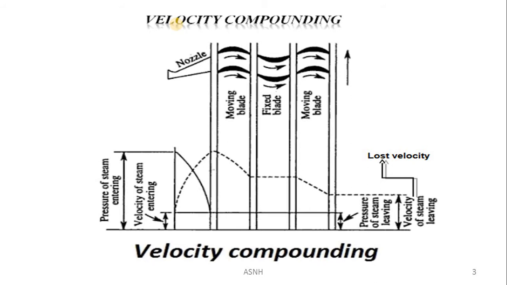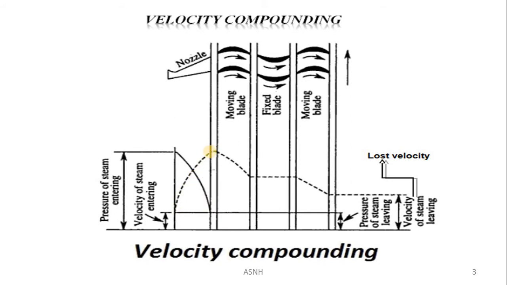As far as the working is concerned, the steam generated in the steam boiler enters the steam nozzle. In the steam nozzle, the pressure energy gets converted into kinetic energy. Here the velocity of the steam increases as it passes through the nozzle, and simultaneously the pressure decreases. So you can see the reduction in pressure in the nozzle accompanied by an increase in velocity, that is, kinetic energy.